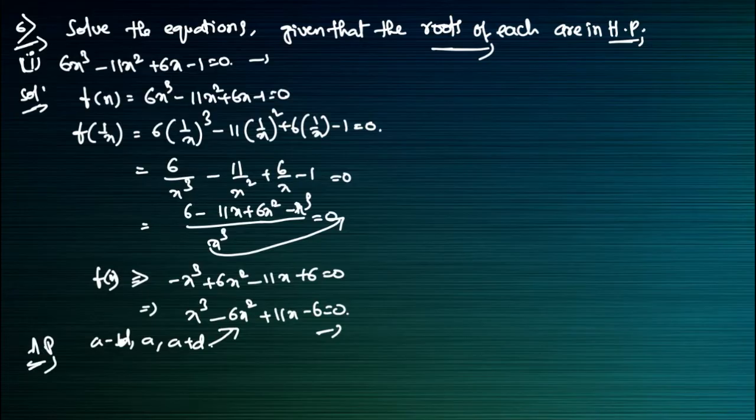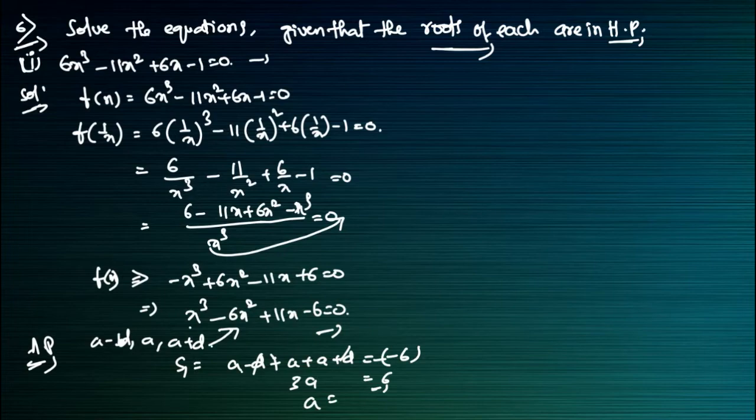So the sum of the roots, s1, will be a minus d plus a plus a plus d. The same process you will do for the second one. It will become minus b by a, which is minus of minus 6 by 1, equal to plus 6 for s1. So minus d plus d gets cancelled, 3a is equal to 6, so a is equal to 2. So we got one factor for this one.